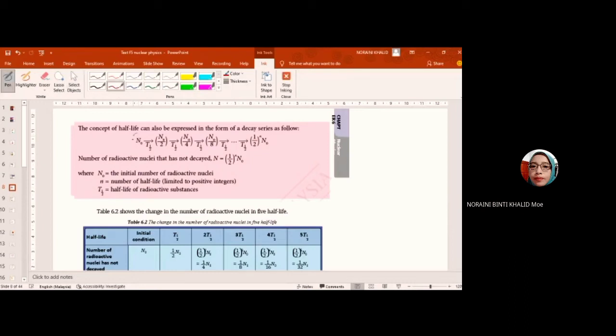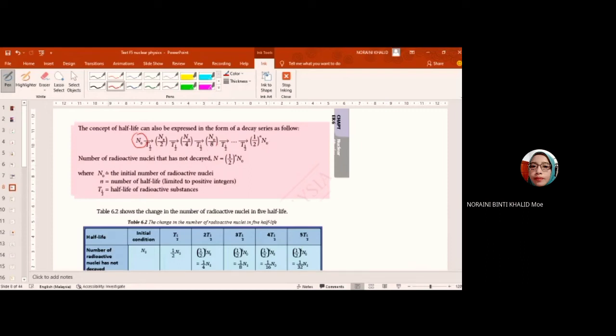So the concept of half-life can also be expressed in the form of a decay series as follows. Okay, the initial value is the number of nuclei, also can be the number of radioactive nuclides or activity. After one half-life, it becomes N0 divided by 2. After the second half-life, it becomes half of the previous one. So half of N0 over 2, it becomes N0 over 4. After another half-life, it becomes N0 divided by 8, and so on.